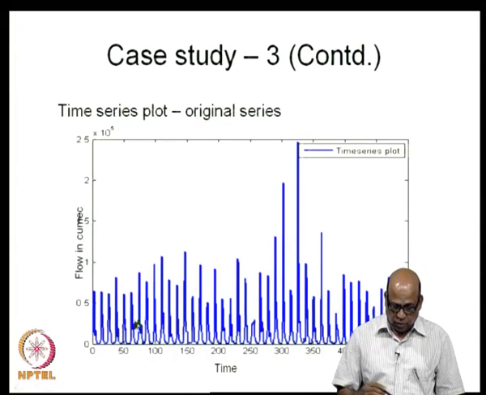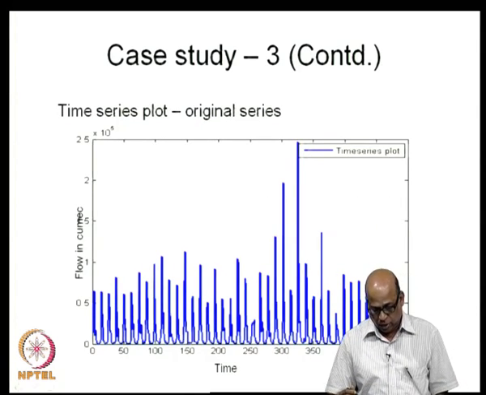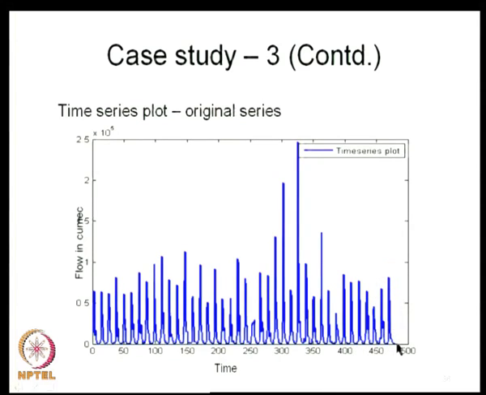So, this is the original time series. There are 480 values here, that is about 24 years of data. So, you have the monthly stream flow data. As you can see, there is a regular pattern here. So, you can suspect that there seem to be some periodicities present here.